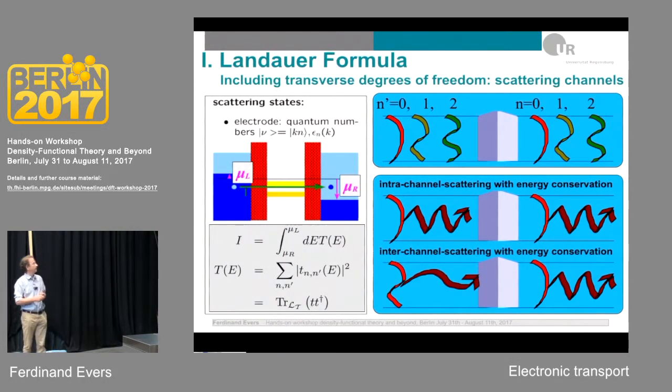So then the current can be easily calculated. There's the transmission probability over here. That's the probability to scatter from an incoming state n prime into an outgoing state n, both with energy E. That's modulus squared, and then I sum over this. This is a total transmission probability, hopefully very transparent when you look at this picture. And then I need to convert this transmission probability into a current, and that I do in a very simple way. I'm going to say that the situation looks a bit like this.